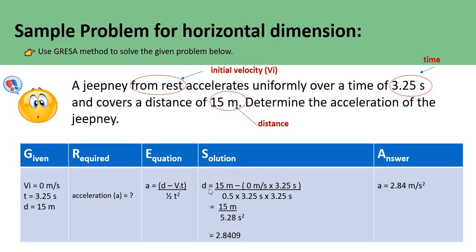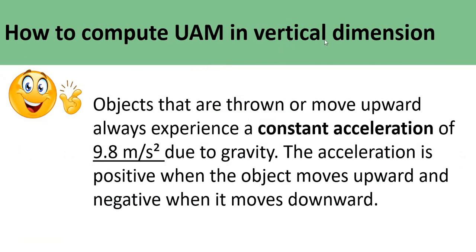For the solution, all you have to do is substitute it. Therefore, the final answer is a is equal to 2.84 meters per second squared. For vertical dimension, it is important to note that objects that are thrown or move upward always experience a constant acceleration of 9.8 meters per second squared due to gravity. The acceleration is positive when the object moves upward, and negative when it moves downward. Let us now have a sample problem for vertical dimension using GRASS method.